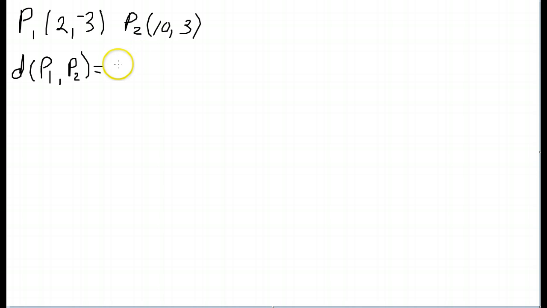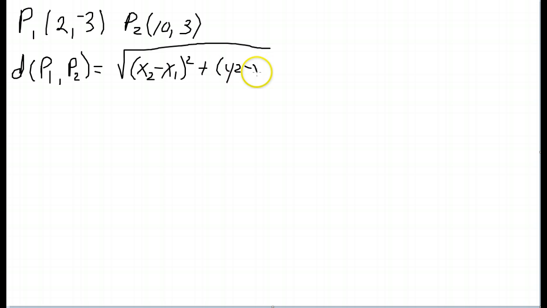Now, the distance between point 1 and point 2 is the square root of the difference in the x's. Because we're going to square this, it does not matter if you have x2 first or x1. But for formula's sake, we always say (x2 minus x1) quantity squared, plus (y2 minus y1) quantity squared.